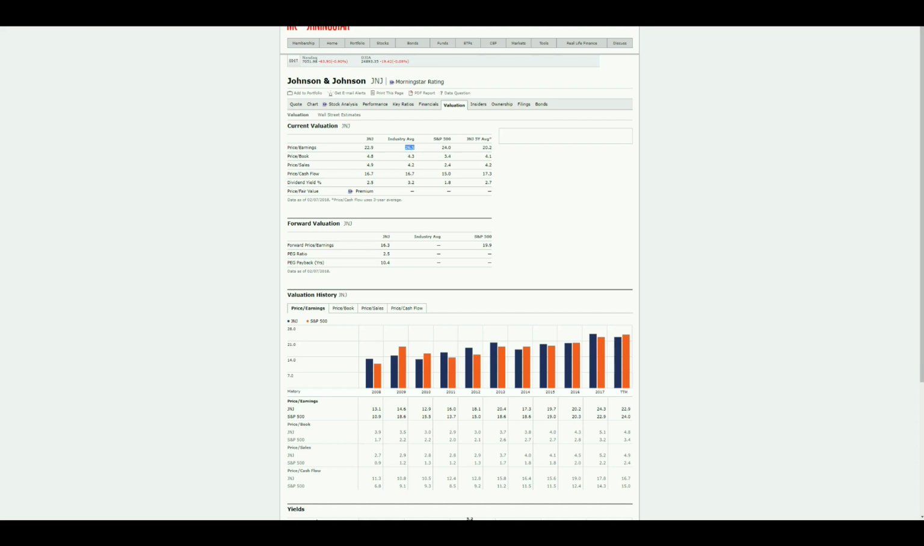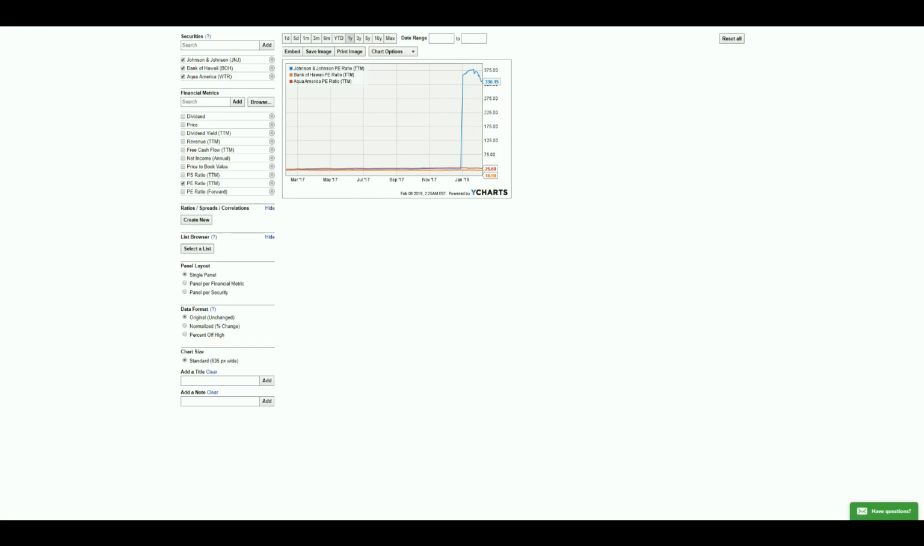And then the 5-year average for Johnson & Johnson is at 20.5, so it is trading a little bit over the 5-year average. So this one I would not worry too much about.